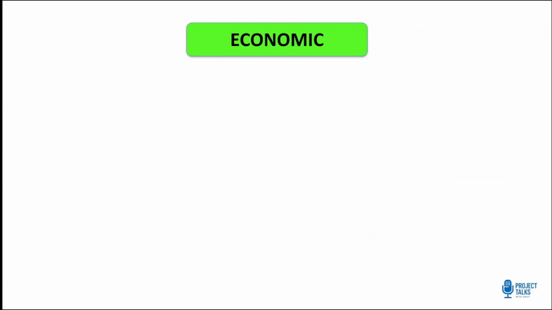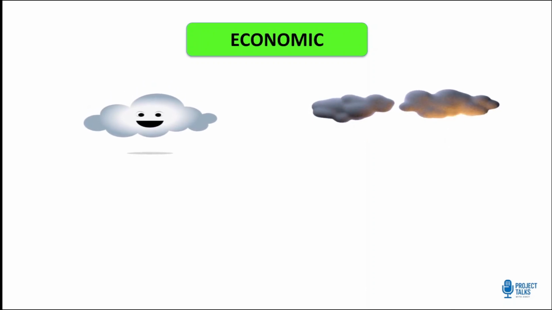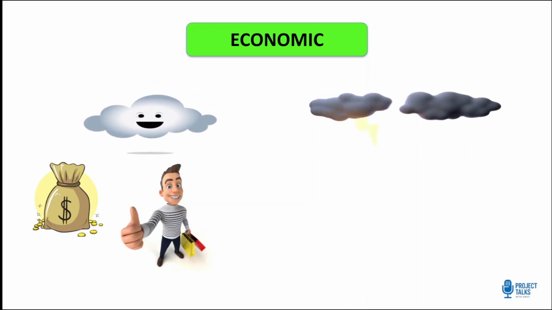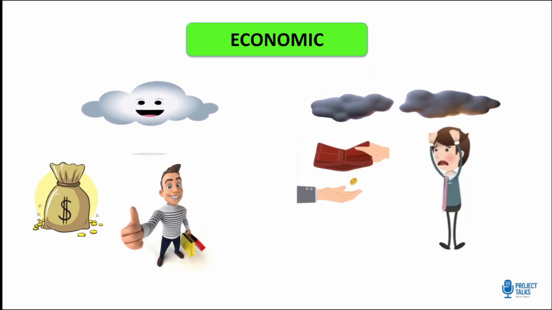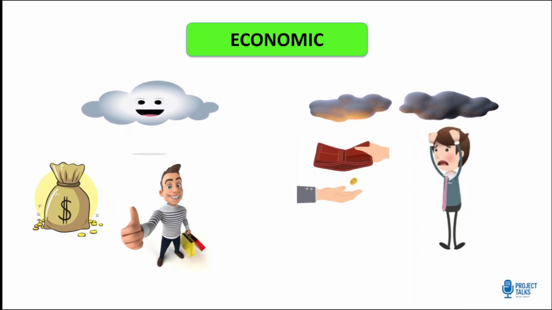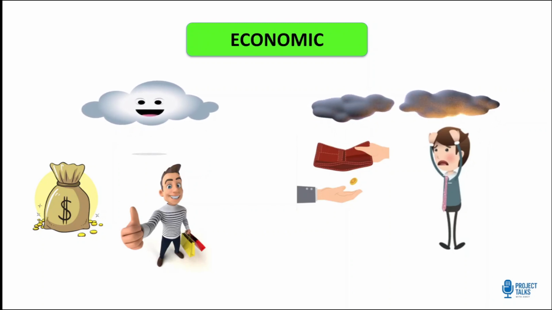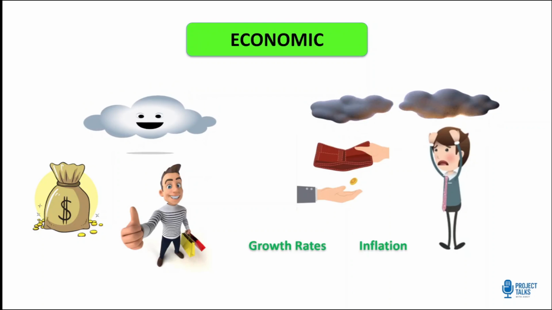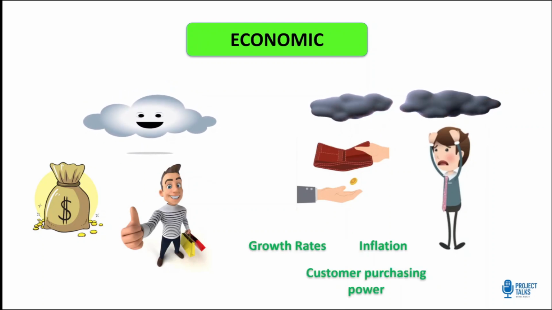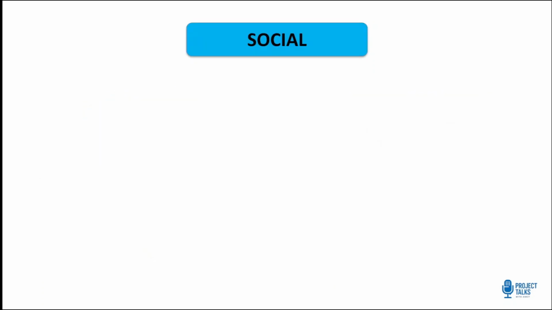Now next is economic. Imagine money as a weather forecast for our business. A growing economy means more people spending, more customers downloading our app. But inflation or rising cost, that's like a sudden storm that could reduce user spending. So we track factors like growth rate, inflation, and customer purchasing power because they set the financial climate we operate in.